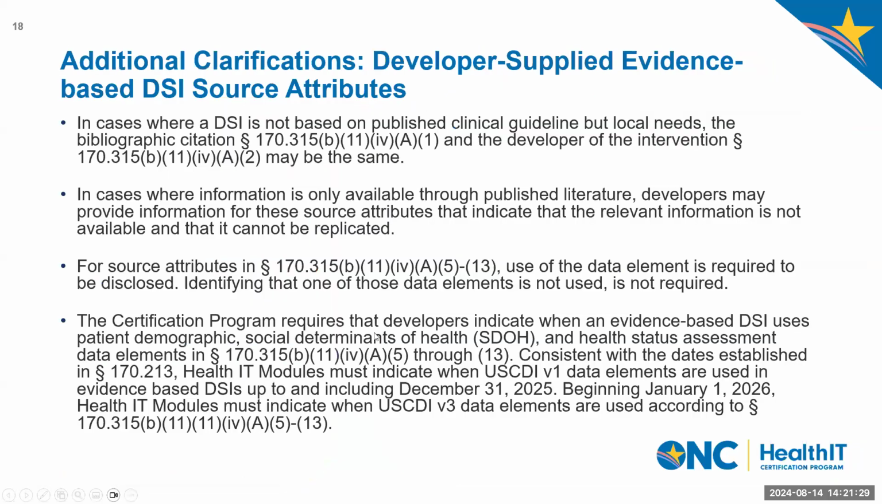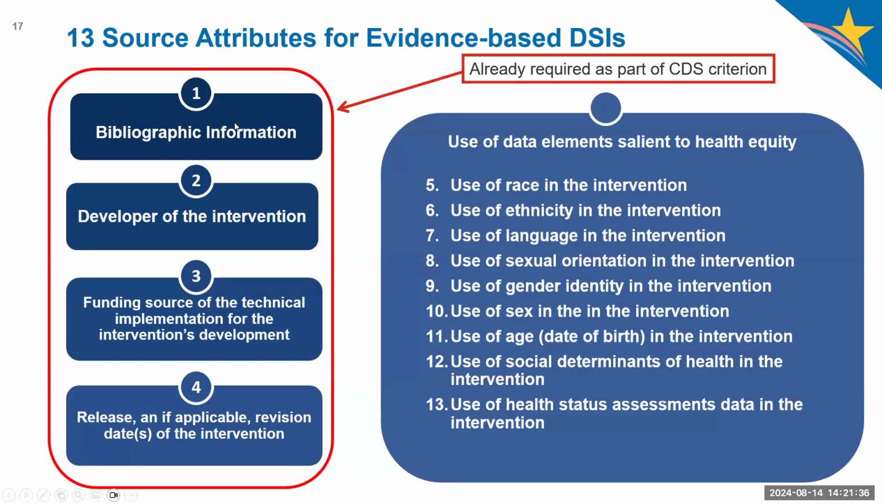And that's just a little animation that showed that the 4 on the left were already there from the CDS criteria, and the 5 through 13 are the additional from B11.